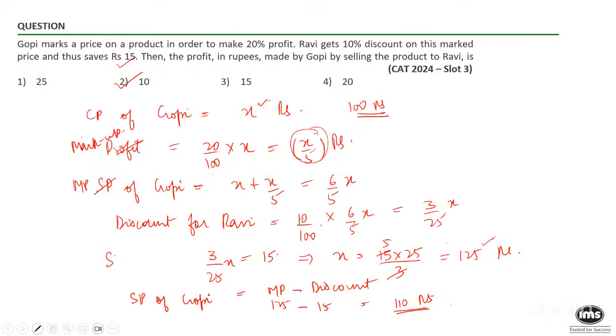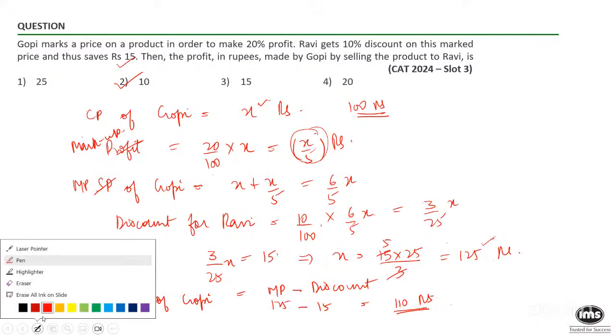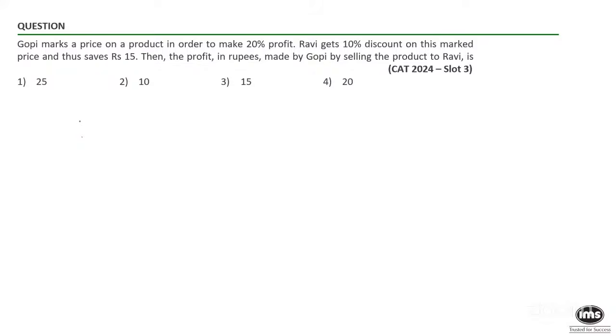Okay, so now let's see how we can do the same question without variables, avoiding all the variables. So now let us assume that cost price for Gopi is 100 rupees. Okay. Now he has marked it in such a way that he wants to make 20% profit. So what will be his marked price? It will be nothing but 100 plus 20% of 100. That is nothing but 120 rupees, right?